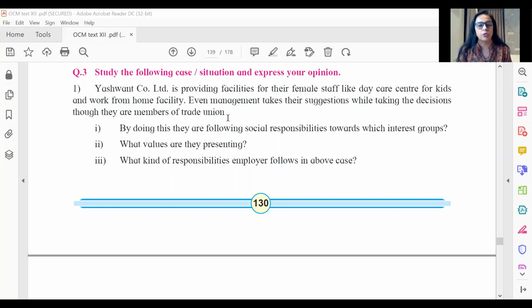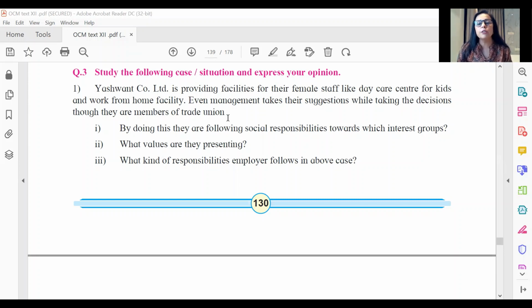Now you are being asked questions on this. By doing this, they are following social responsibilities towards which interest groups? So we start the answer with this. Yashwant and Company is providing facilities for their female staff and taking suggestions from their employees, shows their responsibility towards the employees. Okay, so we have 6 or 7 categories: employees, customers, government, owners, shareholders, investors, as well as society. So this is how the topics should be right in front of your eyes and you should be able to identify the group.